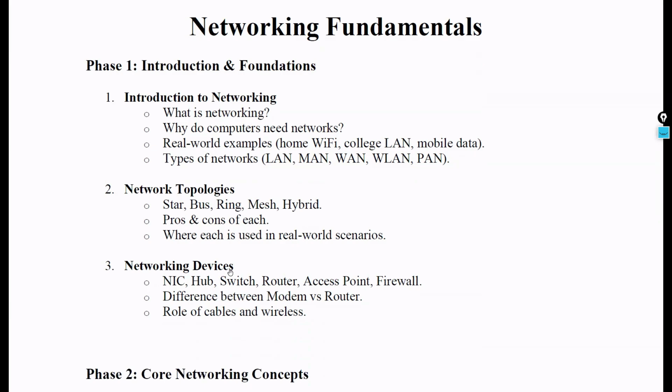We are going to go through the networking devices where we'll cover NIC, hub, switch, router, access point, firewall, servers. Okay, a few of the devices might not be mentioned here, like access points and WLCs. Those things also I'll make you aware of. Then what's the difference between modem and router, different types of cables, what is the role of cables, and what is the role of wireless?